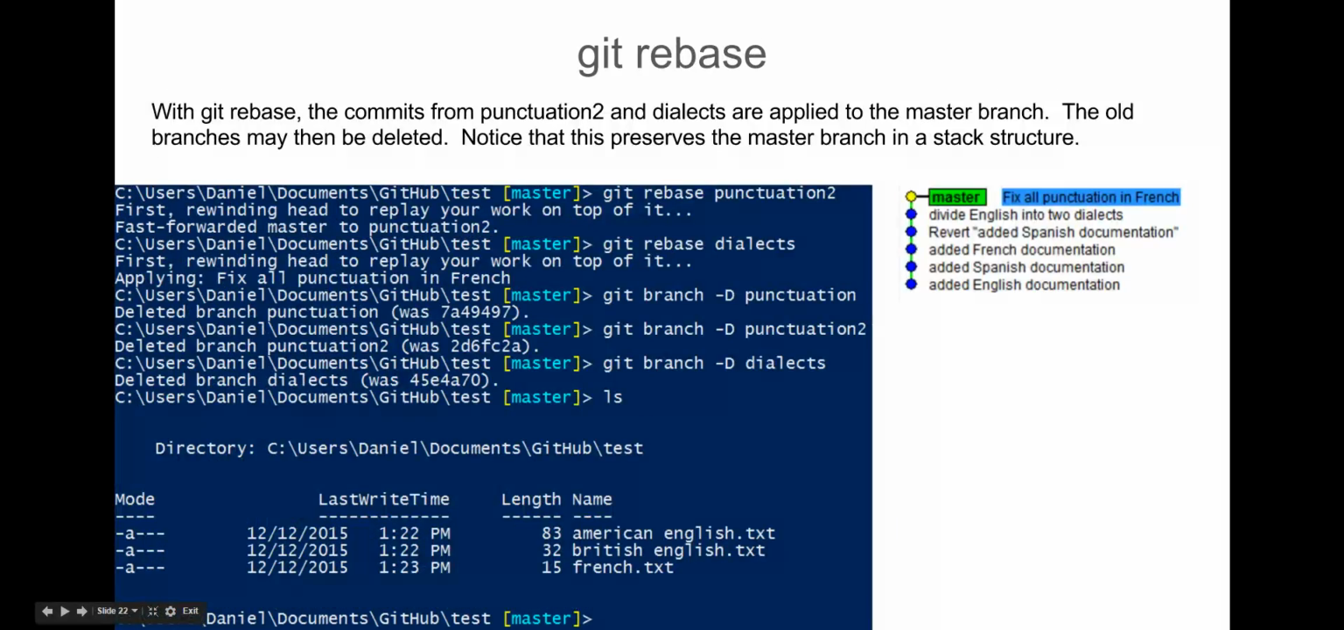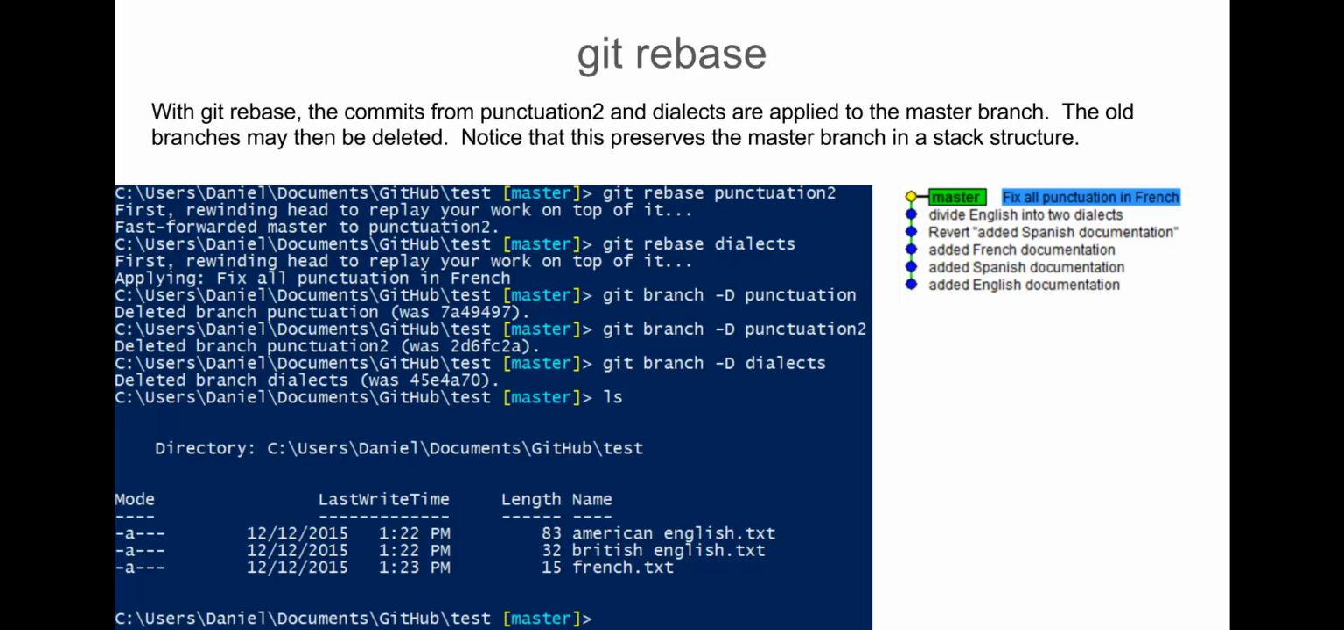Now let's do the same thing with git rebase. So as you can see here in the gitk diagram, we've preserved that stack structure for the master branch. We have all of our commits here in order with the last two commits on top. So with git rebase, the commits from punctuation 2 and dialects are applied back to the master branch, and then the old branches can be deleted.